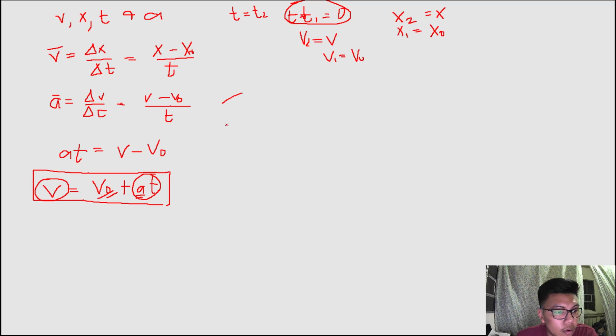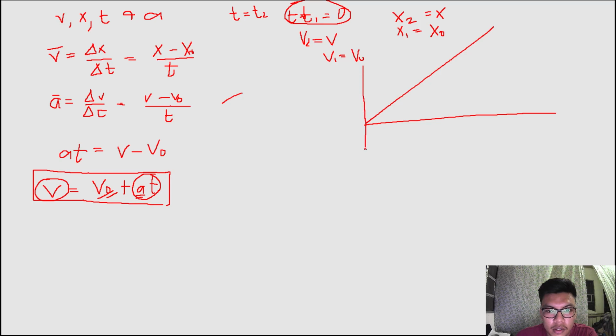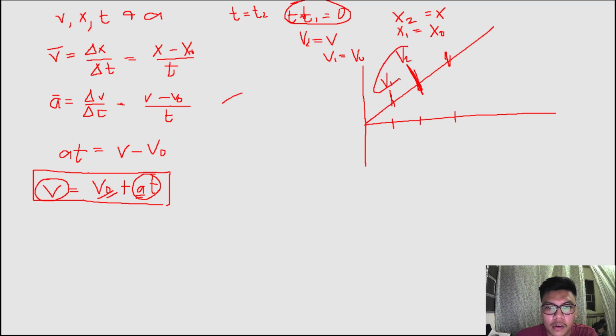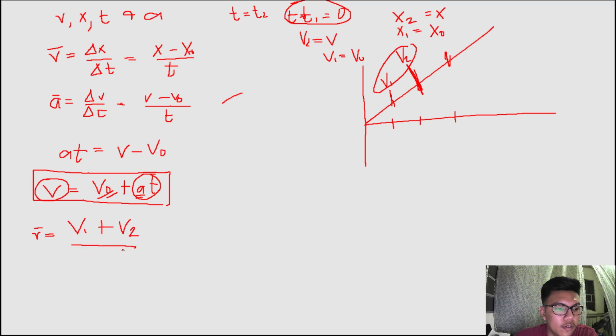Okay, so now, since yung ating movement or motion, halimbawa x and y axis, halimbawa ito yung graph ng iyong velocity, at yung iyong velocity or acceleration is constant, therefore the rate of change of the velocity is constant. Therefore, kung kukunin natin yung average nitong dalawang velocity, considering v1 and v2, to get the average velocity, v bar is equal to v1 plus v2 all over 2.